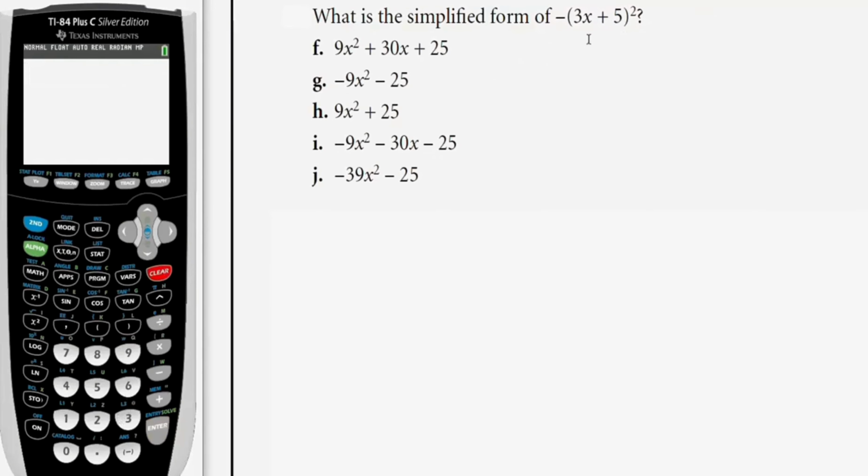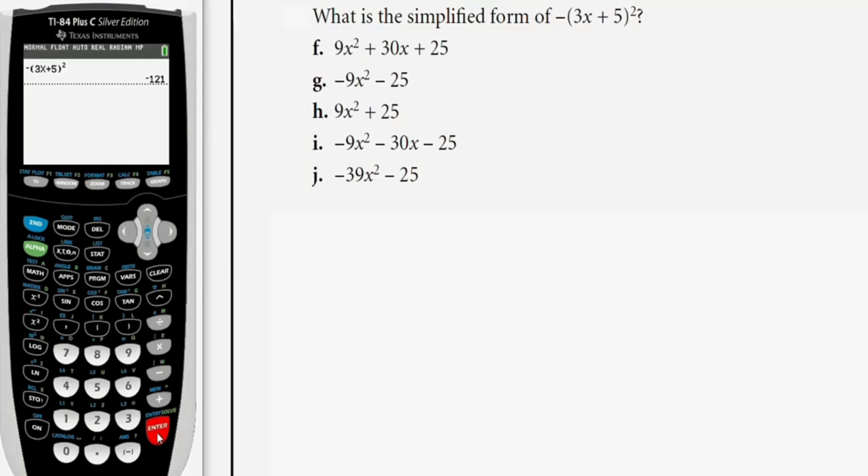The question starts with a negative sign. Always make use of this negative sign here when the question starts with a negative sign. So we have minus in bracket 3x plus 5, close the bracket, square. This is the square function. So that's it guys, we're good to go. Press enter. Minus 121.